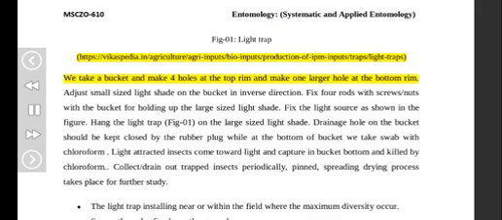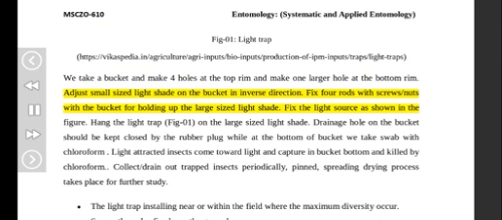We take a bucket and make 4 holes at the top rim and 1 larger hole at the bottom rim. Adjust a small size light shade on the bucket in the inverse direction. Fix 4 rods with screws and nuts to the bucket for holding up the large size light shade. Fix the light source as shown in the figure. Hang the light trap, Fig. 01, on the large size light shade.